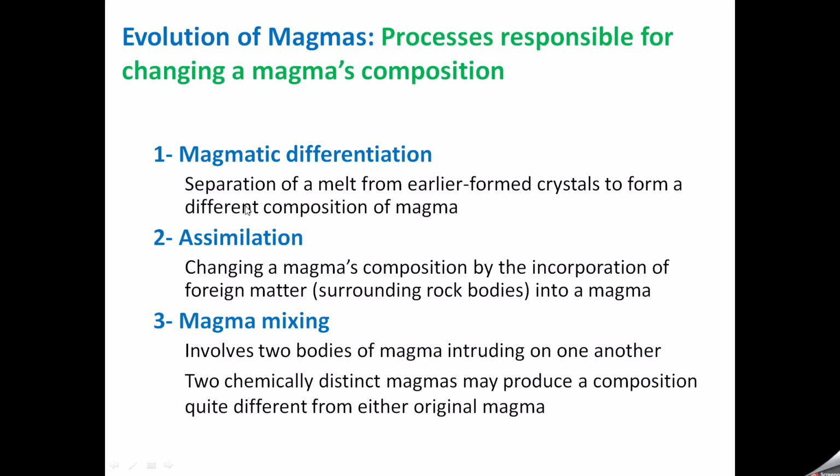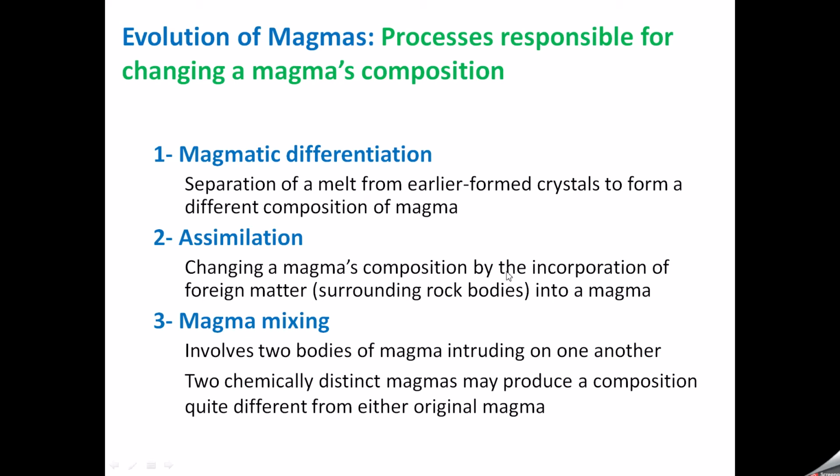Magmatic differentiation: separation of a melt from earlier formed crystals to form a different composition of magma. So we have magma and crystals. When the magma is separated from the crystals, the magma will have a different chemical composition because the crystals took most of the iron and magnesium, the mafic elements.